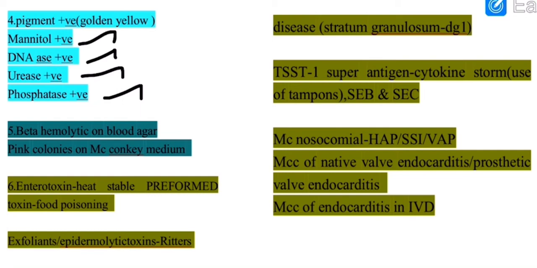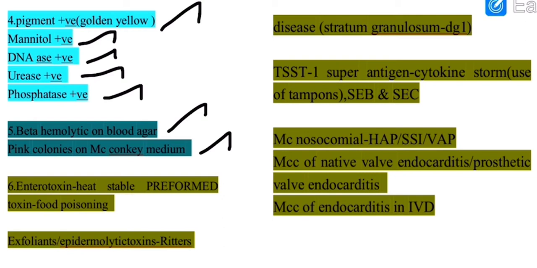In the case of pigments, Staph aureus can produce a colorful pigment, a golden yellow pigment on nutrient agar. And the fifth point is it is beta hemolytic on blood agar, and it also can produce pink colored colonies on MacConkey medium, which is a selective medium for gram-negative bacteria, but this is an exceptional case, so remember it. And the last point is regarding the virulence factors that it has.